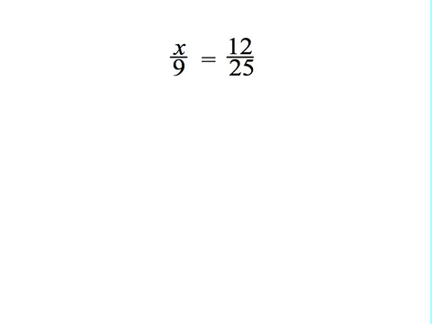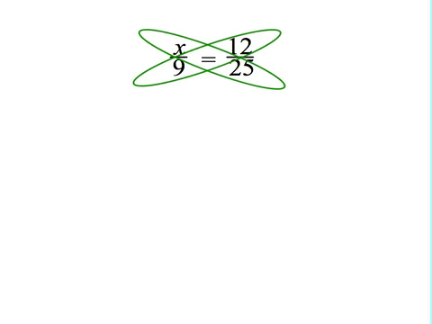Here's another proportion. We should get that 9 times 12 is equal to x times 25. Or in this case, we wrote 25x is equal to 9 times 12, which is the same thing. We do 9 times 12, we divide by 25, and we get that x is 4.32.